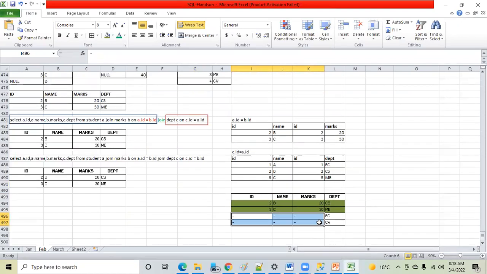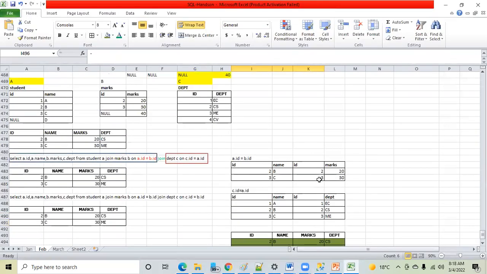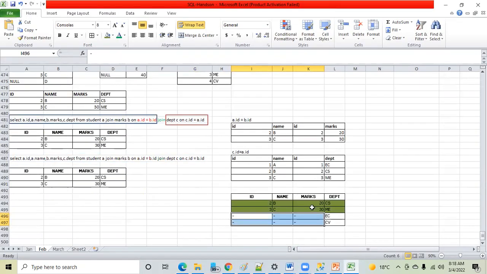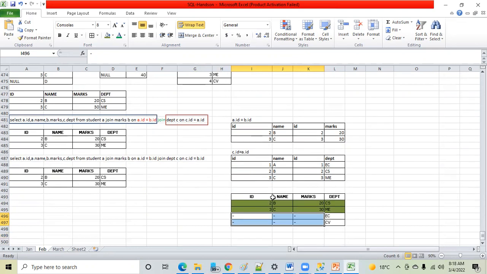It fetches all records from the right table because we use a right join. Perfect, because I have mentioned right join department. So I'm saying if something is not matching in department, I want that as well. In department, you had EC and CV, which were missing, right? That's why it has given you EC and CV, ID 1 and 4. Is that clear?